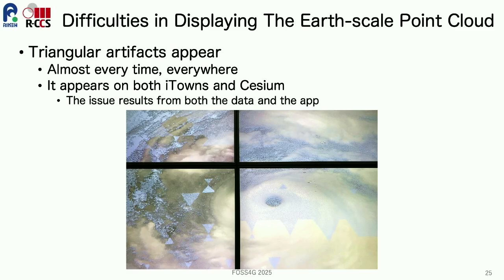This is the difficulty in displaying the R-scale point cloud. As you can see here, and everywhere, triangular artifacts appear. They appear almost every time, everywhere, on both iTowns and Cesium. Yes, I tested this data on Cesium. So we found that the issue results from both the data and the application.